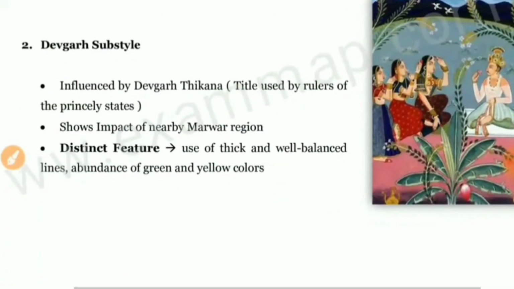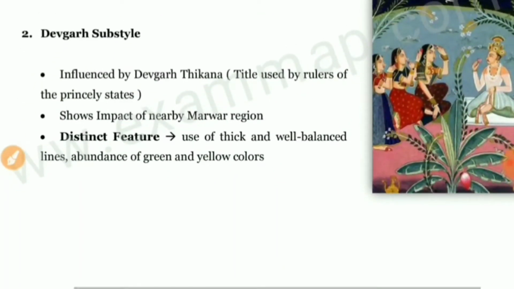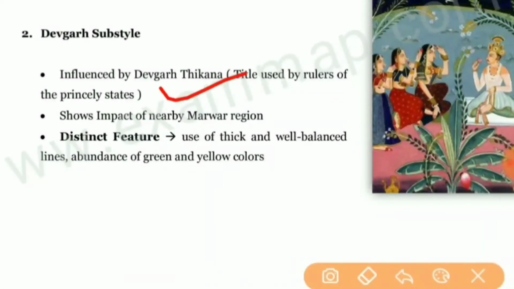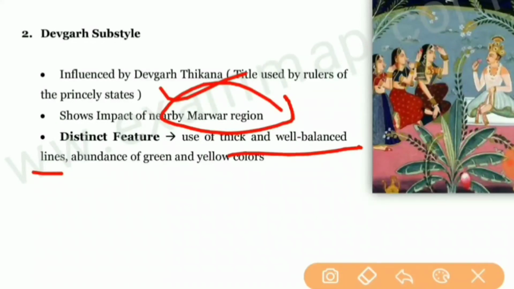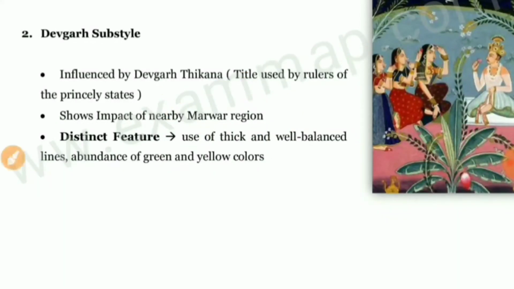The second sub-style is the Devgarh sub-style, which is influenced by the Devgarh Thikana, a title used by the rulers of princely states. It shows the impact of the Marwar region, and the features of this sub-style are the use of thick and well-balanced lines and an abundance of green and yellow colors.